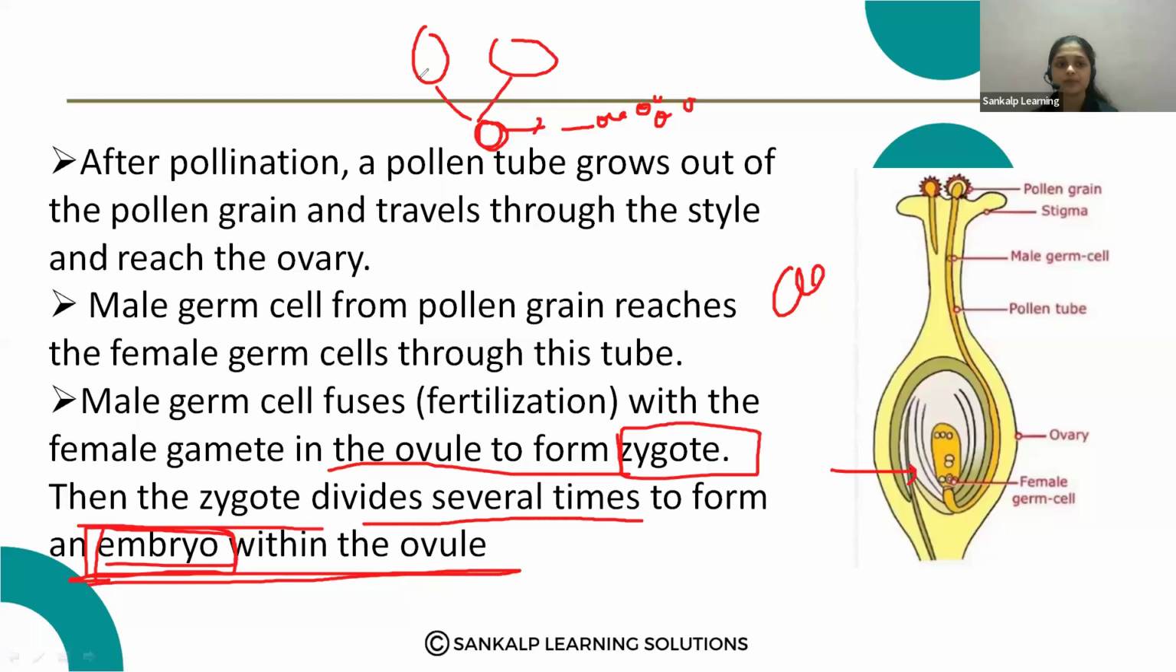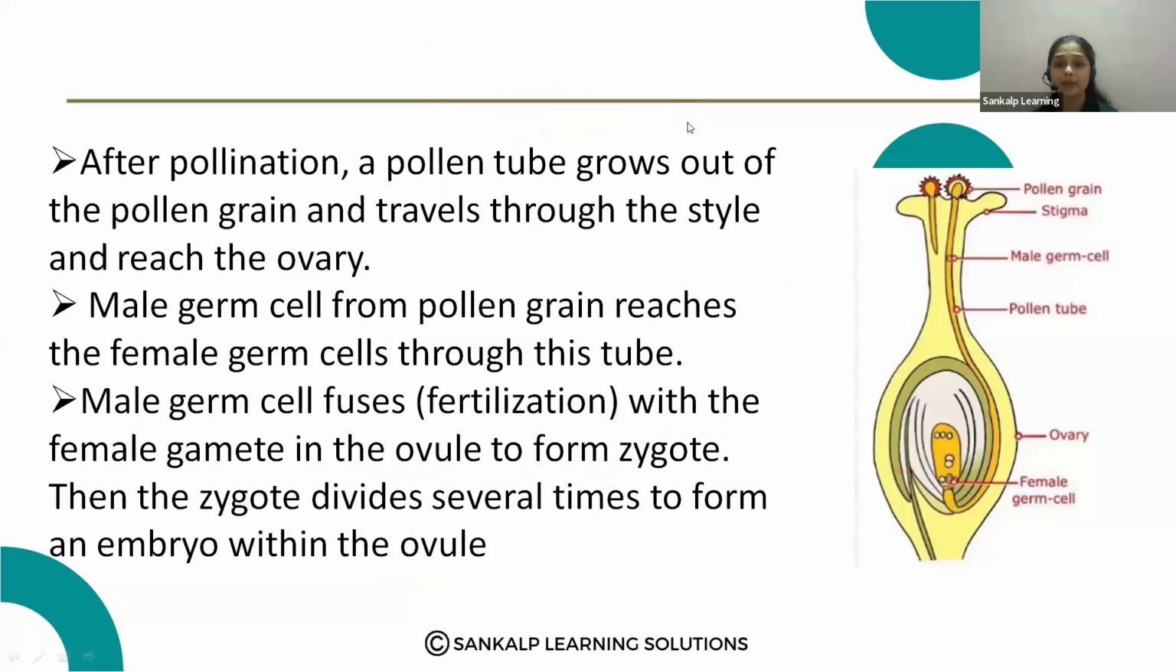So this is about what happens after the pollination. Is it clear? Is there any doubt? Any doubts?